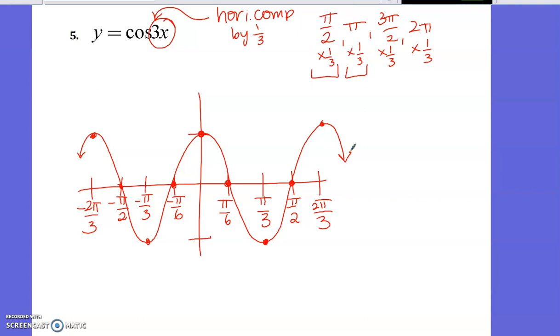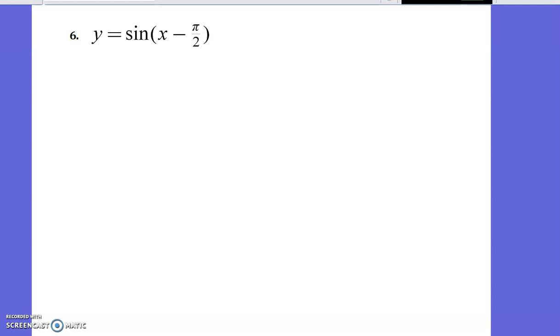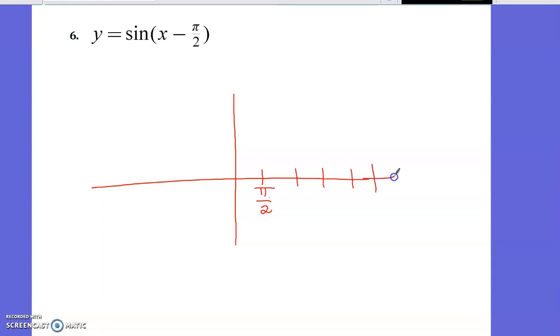Okay, let's try one more. Here is a horizontal shift of pi over 2. So, because I'm counting by pi over 2s, this isn't going to change the scaling, but typically what we do is this is our starting point, and we go, if we take all those points, or let me just label it this way for now.